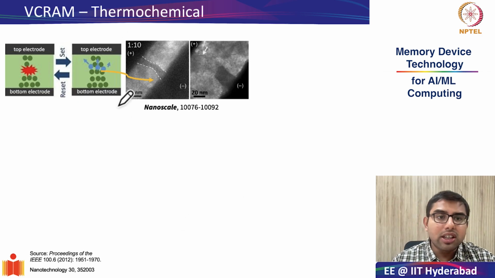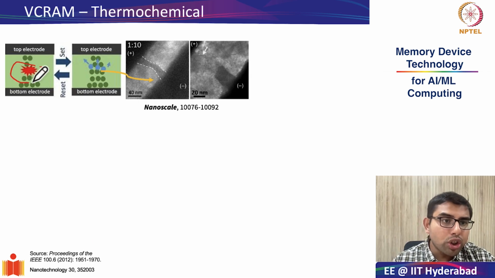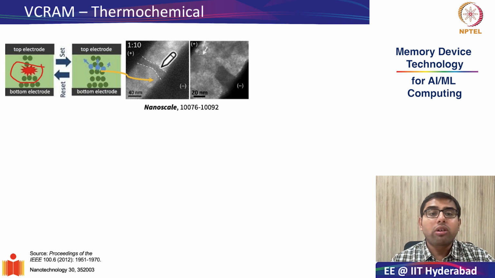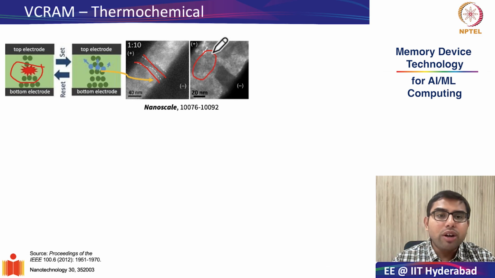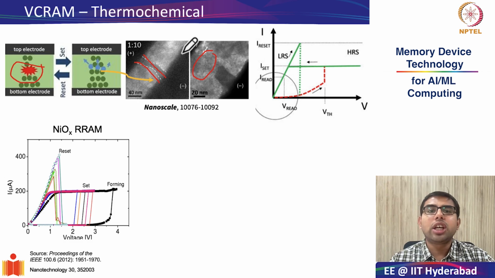As you can see in this image, the thermochemical transition from set to reset happens primarily because of dissolution of the filament due to Joule heating, and that also has been shown through transmission electron microscopy. So this is the creation of a filament, and this is the dissolution when a huge amount of current was passed through this conductive filament. Next, let us look at the IV characteristics of your VCRAM cells.